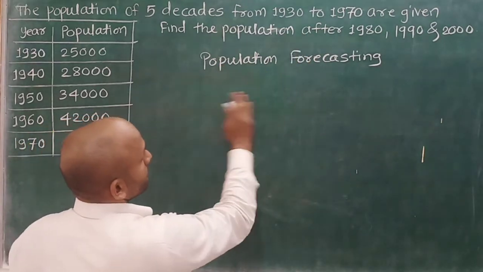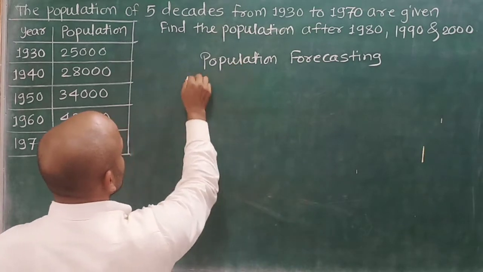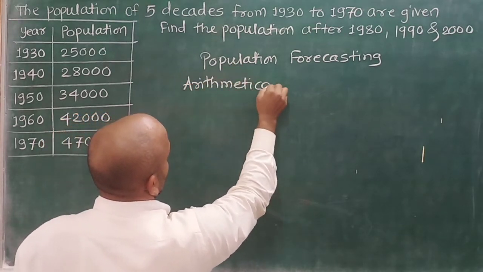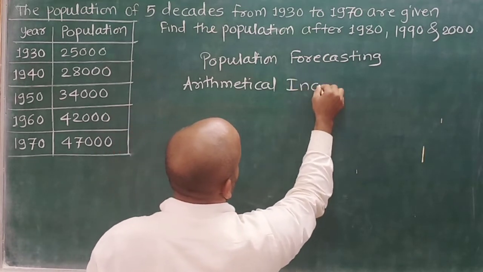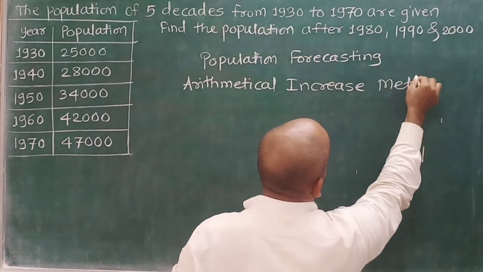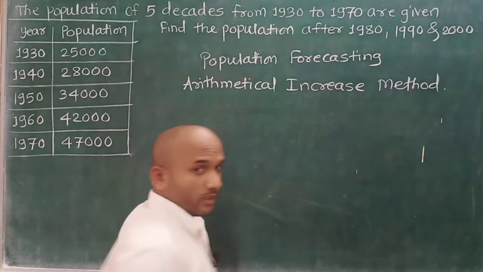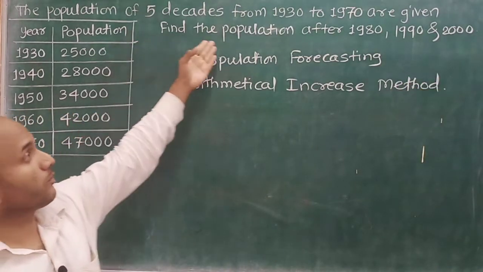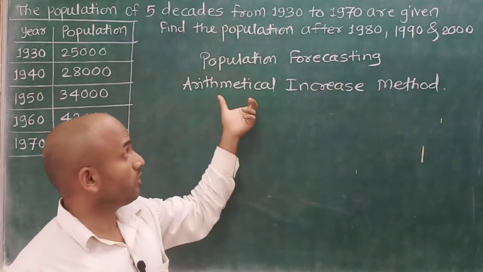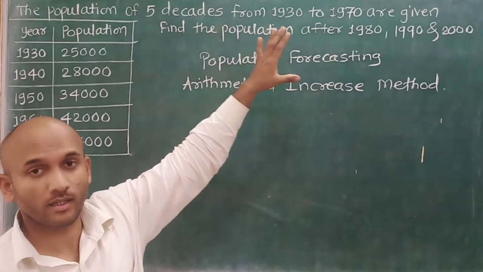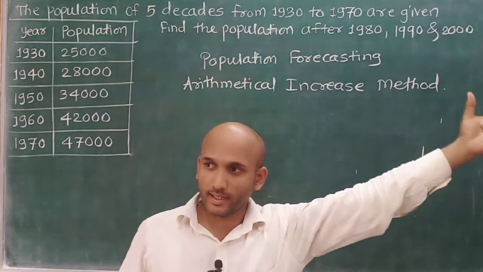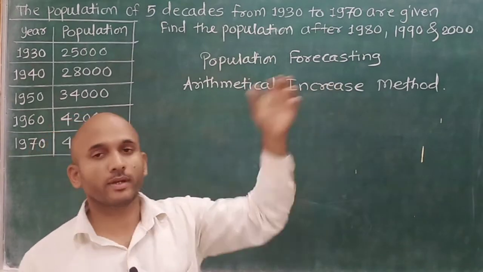The first one is the arithmetical increase method. The question given is: find the population after 1980, 1990 and 2000. So we have to find the population after 1 decade, after 2 decades and after 3 decades by the arithmetical increase method.